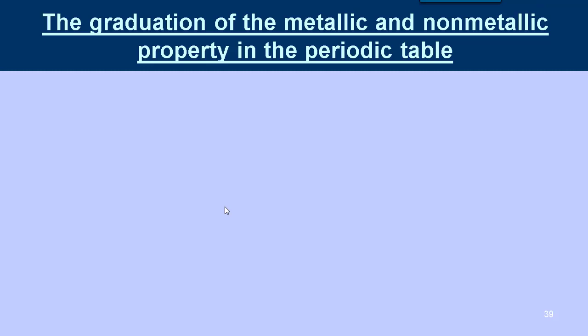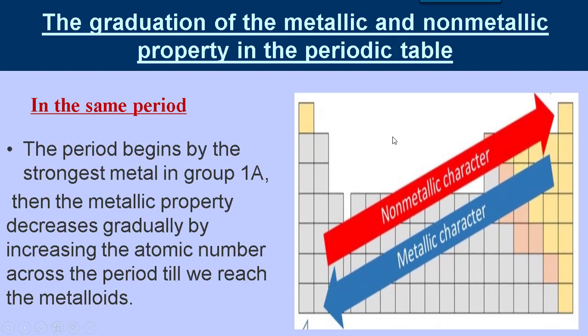The graduation of the metallic and the non-metallic property in the periodic table. Let's start with the elements in the same period. Where can we find the metal, the non-metal, and the metalloid? The period begins with the strongest metal of group 1A. So the metallic property appears strongly from group 1A, and as we move from the left to the right by increasing the atomic number, the metallic property decreases till we reach the metalloid.